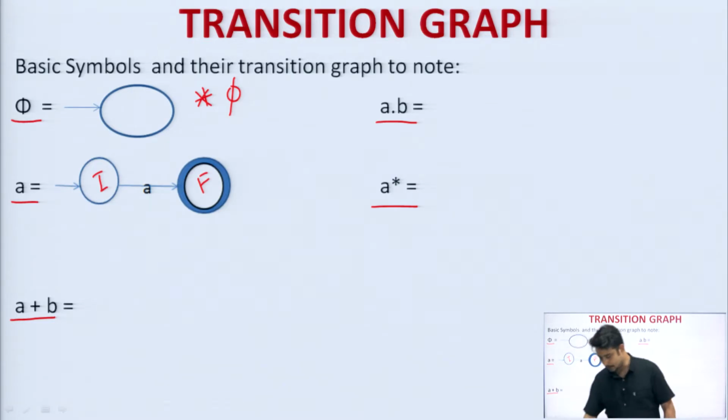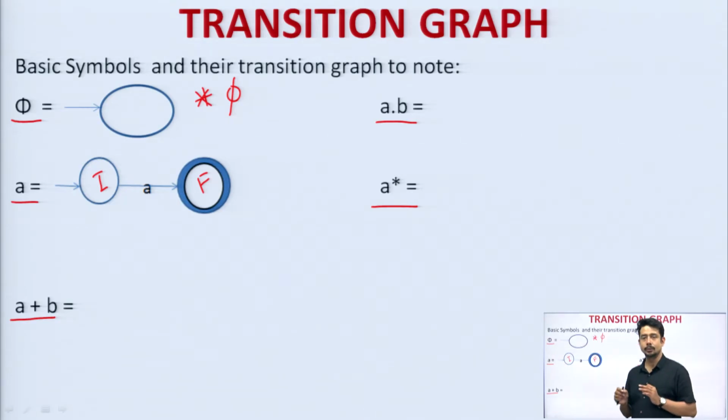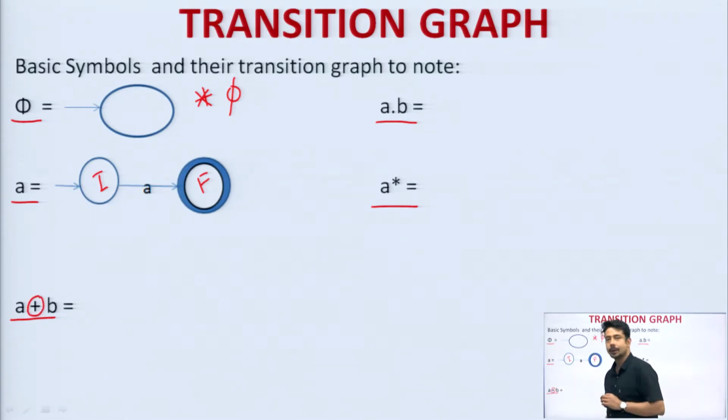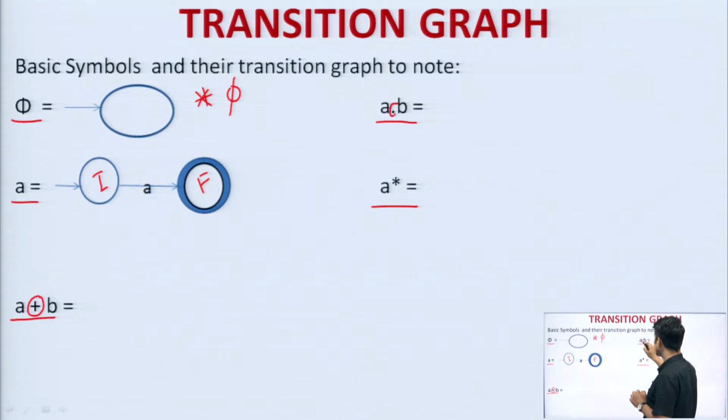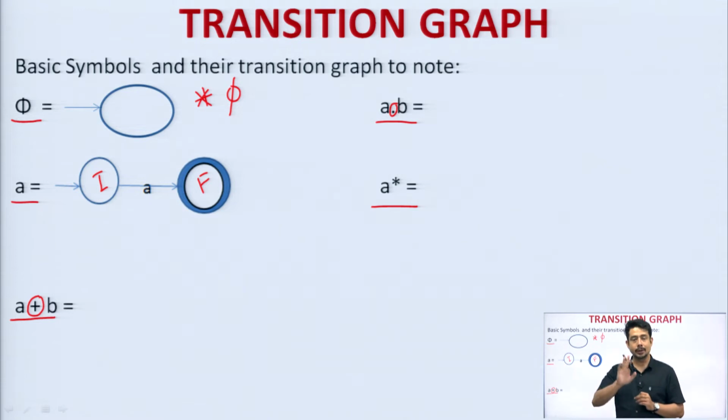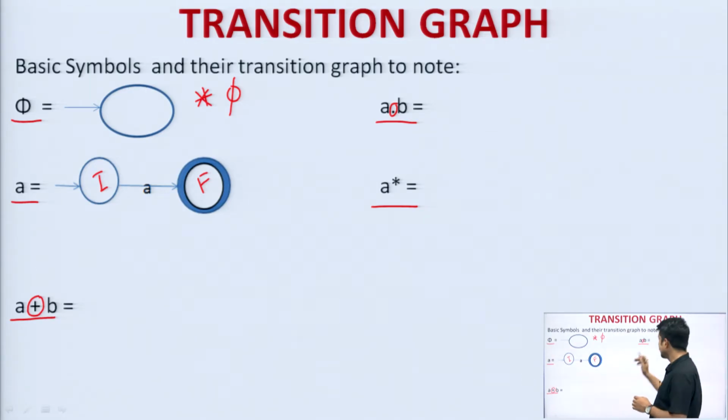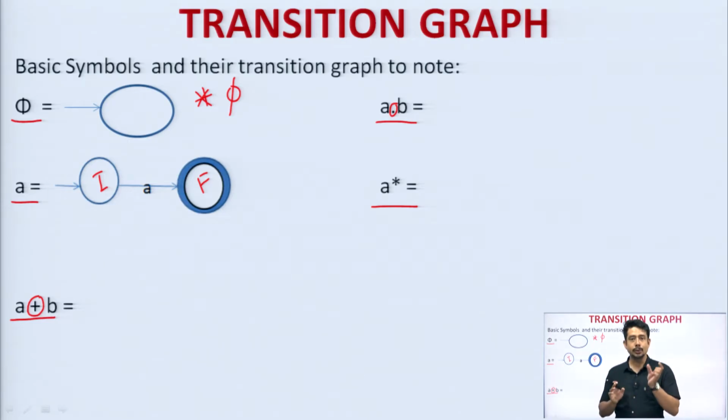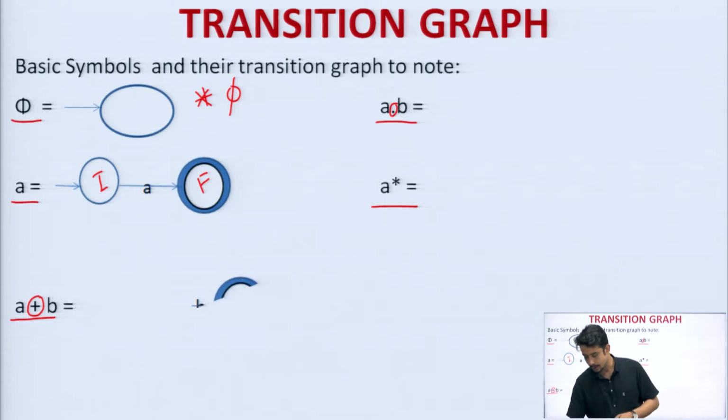If we talk about a plus b, here you should remember one thing: we have the union operator, and we have the concatenation operator. The difference is that in the union operator, the transition from one state to another state for both the input symbols will be in the same direction. In the case of concatenation, these two alphabets, a and b, will be separated by a state. That means these two alphabets will be in two different transitions. So, let us check for a plus b.